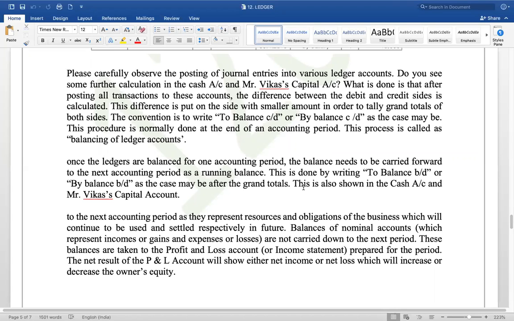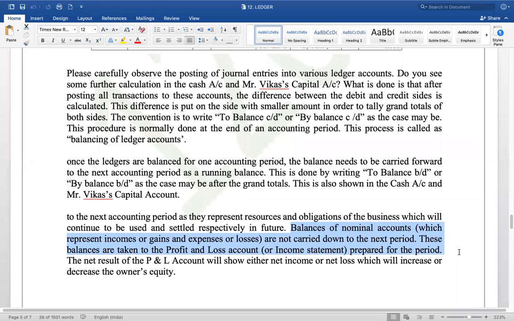The answer for your question is this. This is the answer for your question. So why there is no brought down, carried down and brought down for some questions. This is the answer. Balances of nominal account. Okay. What are the nominal accounts in this example or in this case?